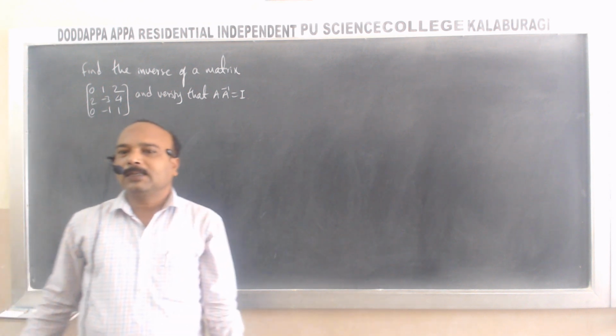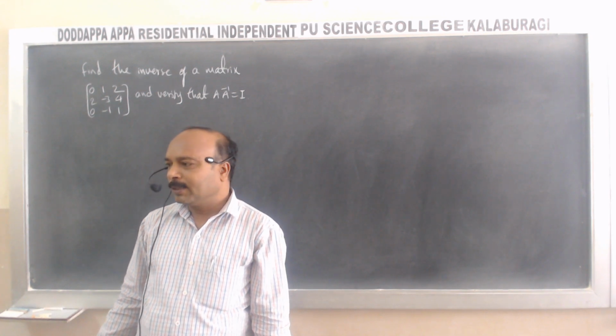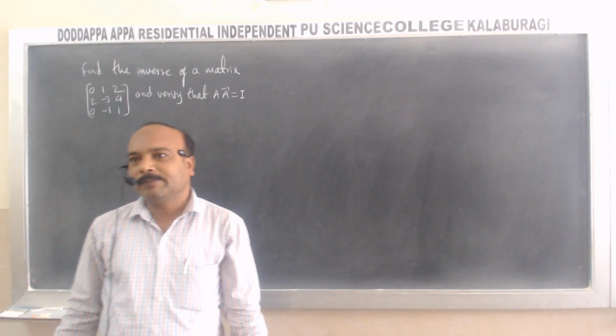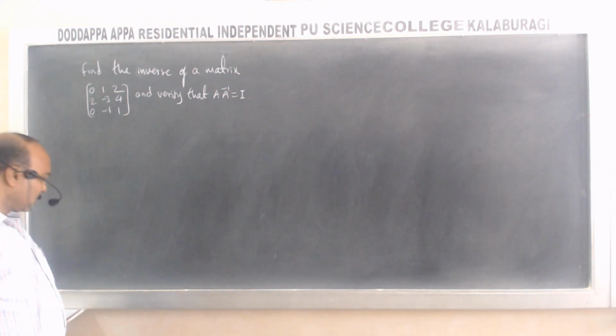Yesterday we have completed the inverse of the square matrix and some examples on that. Today we will continue with some more examples for the inverse of the square matrix. Now let us take one example.